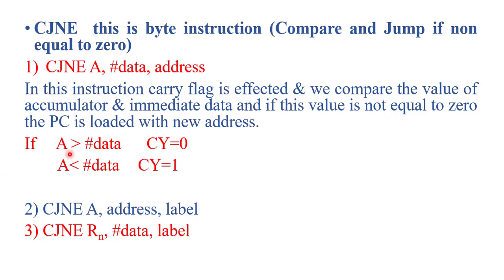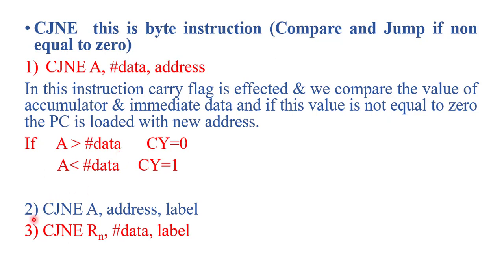After comparing the accumulator content and the immediate data, if the accumulator is greater than the immediate data, the carry flag is 0. If the accumulator is smaller than the immediate data, then the carry flag is 1. So in this instruction the carry flag is affected, and if these two values are not equal, then the program counter is loaded with the new address and jumps to the new memory location.